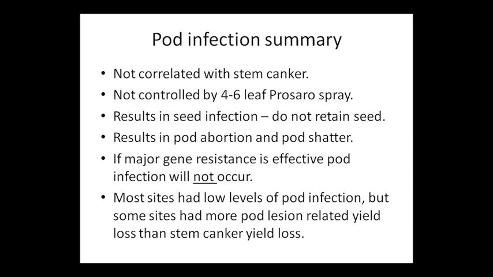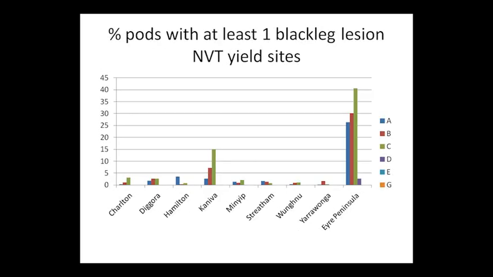The great news is that if you've got a cultivar with major gene resistance, that resistance will totally control the pods. Sorry, I'll just zoom back to here. If you look at the different groups here, you can see groups D, E and G had no pod infection at all. That's basically because they've got a major gene which stops the leaf lesion occurring and also stops the lesion occurring on the pods. Whereas the cultivars which are more reliant on adult plant type resistance can get the pod infection as well.